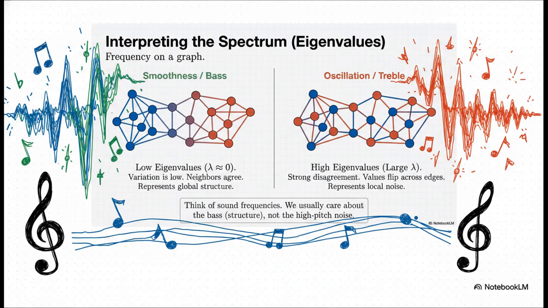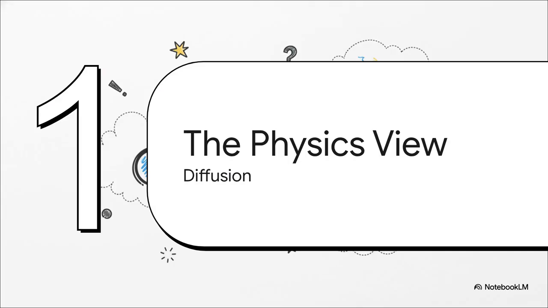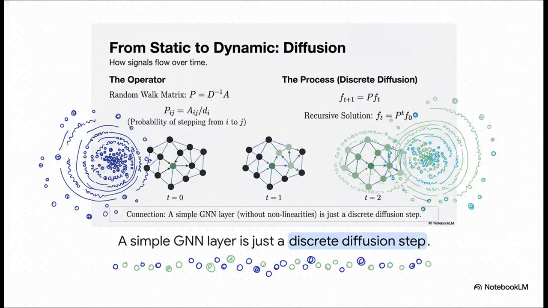So we've got an algorithmic view with message passing and a geometric view with these spectral frequencies. Our third lens, the physics view, is what's going to unify them both through the dynamic process of diffusion. And here's the big punchline. A simple graph neural network layer is mathematically the exact same thing as one step of a diffusion process. Every single layer of the GNN is literally spreading a signal out across the graph, just like a drop of ink spreading out in a glass of water.